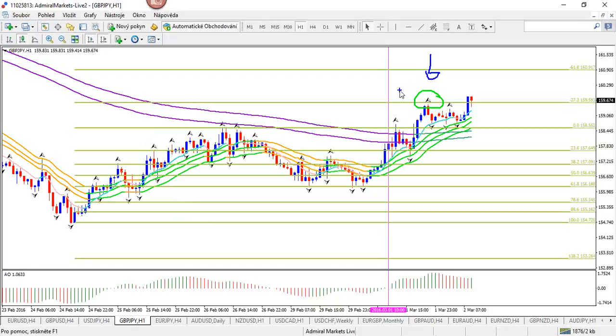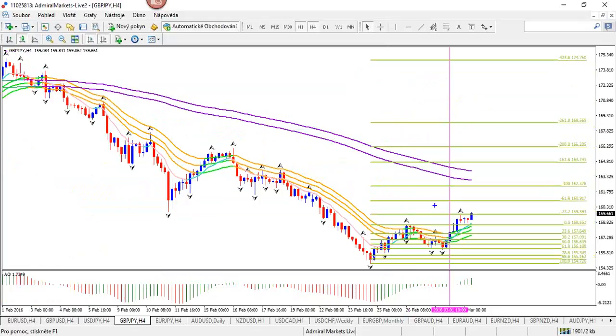Now, on a 4-hour chart, it would look like this. Basically, price had a failure here. We had divergence between these bottoms.